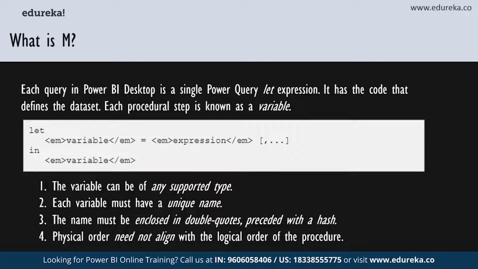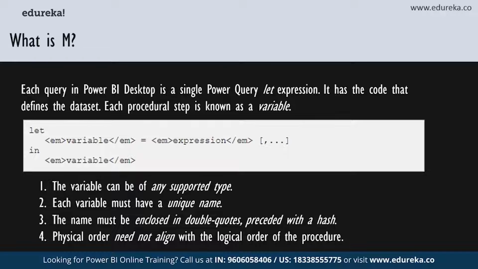Now, we spoke a lot about the let statement and none about the in statement. So, a little input here. The in statement is basically like a return function. It returns a variable value that defines the dataset's final shape. Now, in most cases, if not all, this is most likely to be your last variable that you defined in your let statement. You can specify a different variable from the let statement, but there's usually very little reason to do so.